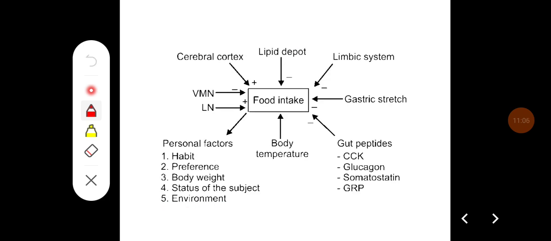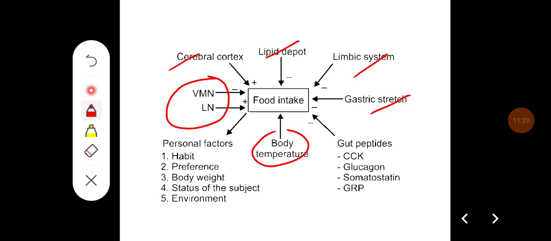So these are the different factors which are going to affect the food intake, that is cerebral cortex, lipid deposition, the limbic system, gastric stretch. Of course, they will be controlled by the hypothalamus, by the ventromedial nucleus and lateral nucleus, which are the satiety center and feeding center. And also it mainly depends on the body temperature, personal factors like habit, preference, body weight, status of the subject, environment, and gut peptides like CCK, PYY, glucagon, somatostatin, and GRP.